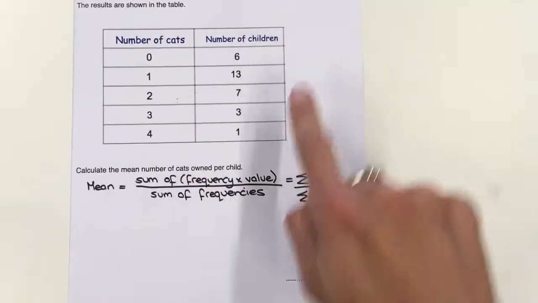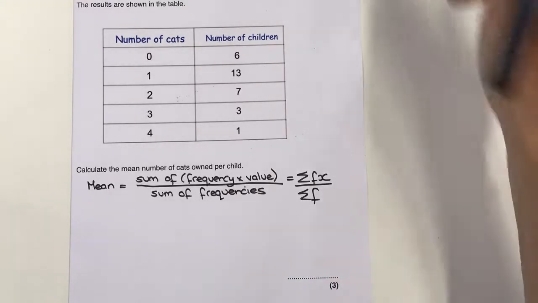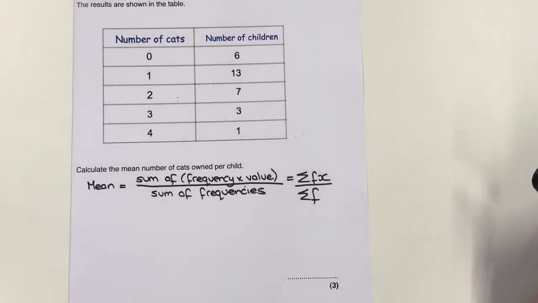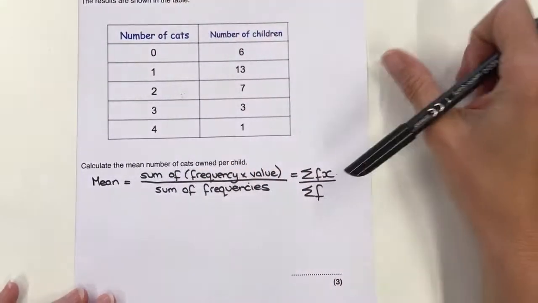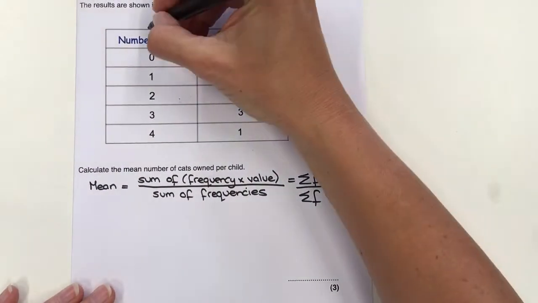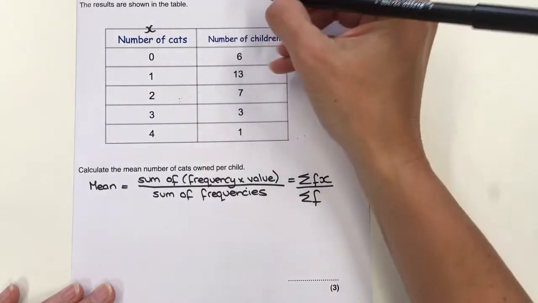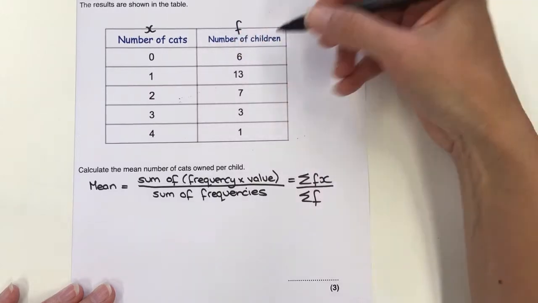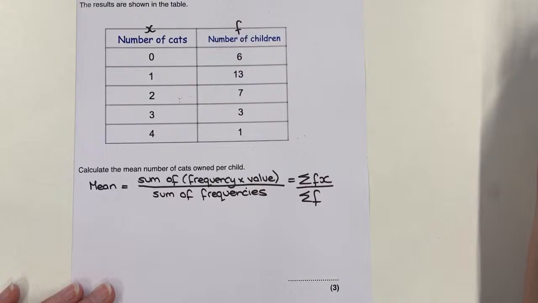Now we have to use a special method when we want to calculate the mean. What we do is take the 2 columns, and we're going to call the first column X, which is the number of cats, and the second column F, which stands for frequency, because that's how many children have that number of cats.